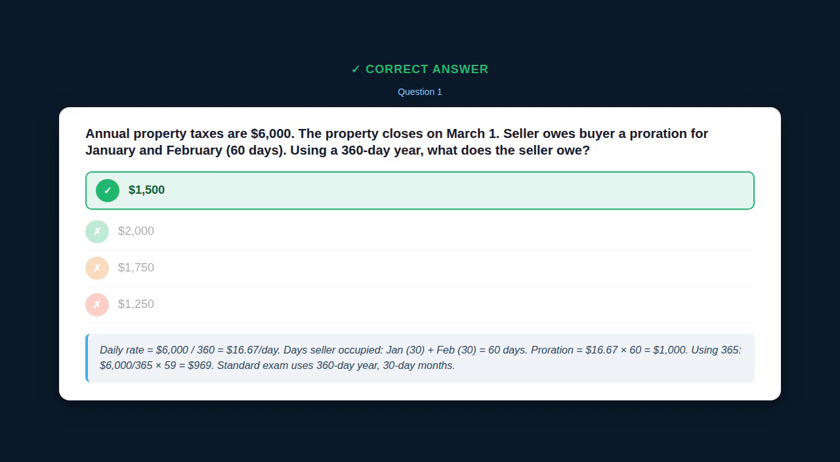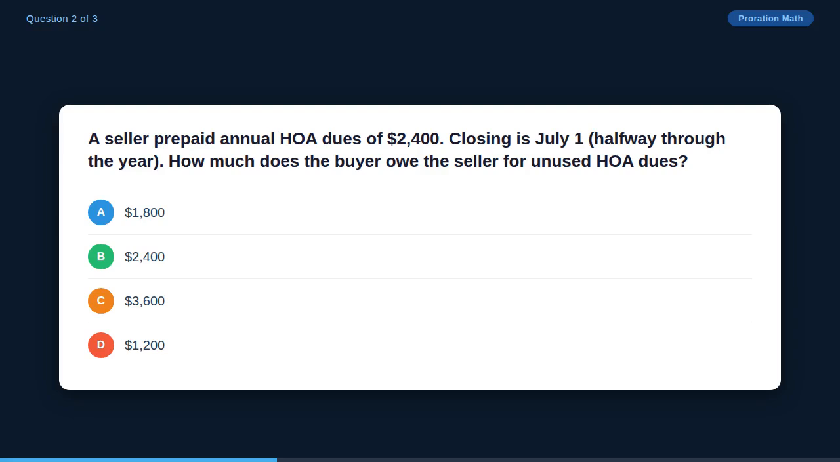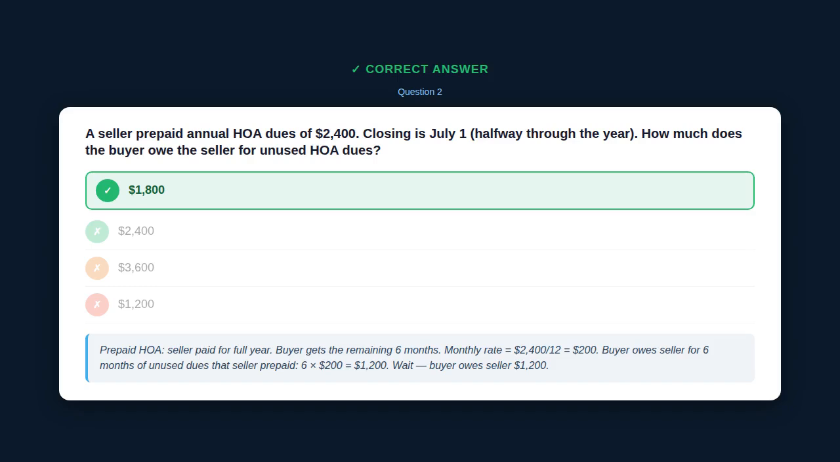Question 2 of 3. A seller prepaid annual HOA dues of $2,400. Closing is July 1st, halfway through the year. How much does the buyer owe the seller for unused HOA dues? Option A, $1,800. Option B, $2,400. Option C, $3,600.